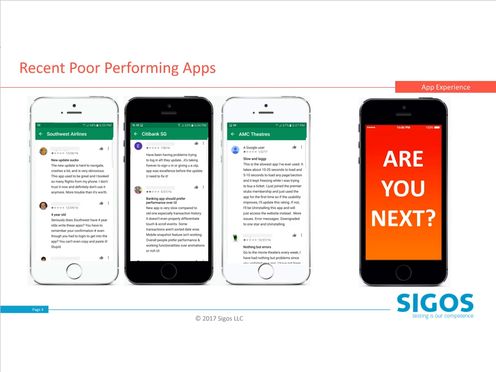All right, so first, let's talk about some recent poor performing applications. Why is this so important to you, right? Who is this happening to? Well, there's some very public examples of very good companies. In this case, you see Southwest, Citibank, AMC Theaters, Best Buy in the past has had issues with this as well. Very good companies getting it wrong when it comes to the performance of their mobile application or site.